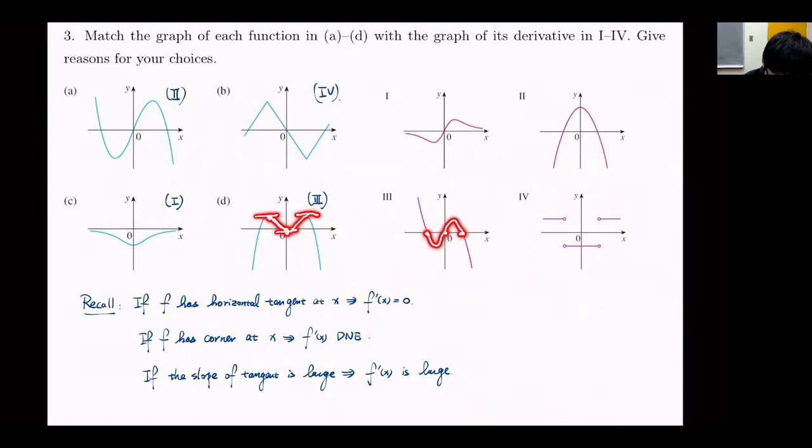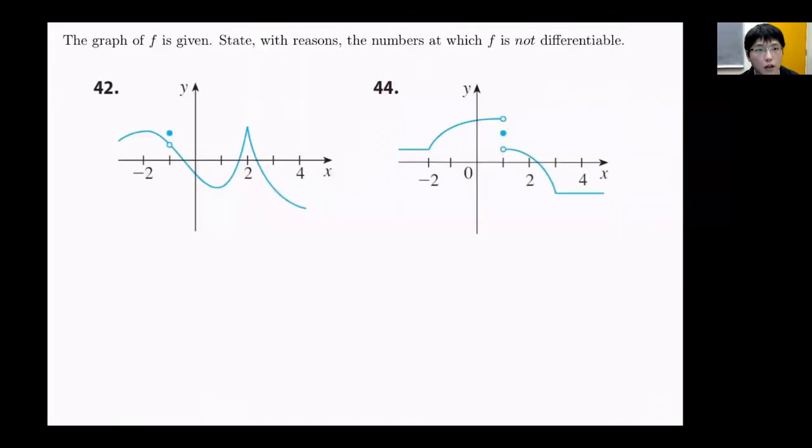And finally, after the third point, it's going to become negative, so corresponding to this part. And before the first point, well, the slopes are all positive, so corresponding to this part. All right, so that's how these two graphs are matched together. All right, so that concludes problem 3. Now let's investigate problems 42 and 44.